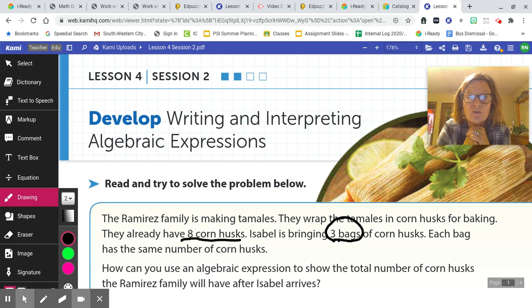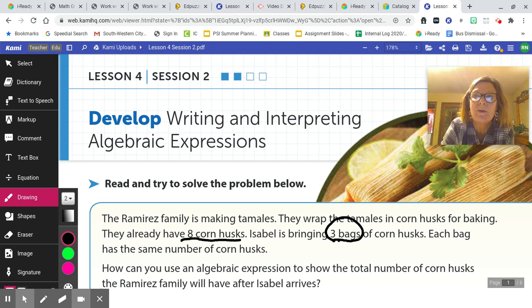So I want you to pause the video and think, how could you show we have 8 and we add 3 bags of something we don't know how many there are? So write an algebraic expression to show the total number of corn husks. Pause the video and go ahead and write it. Okay, you should have written something down here.